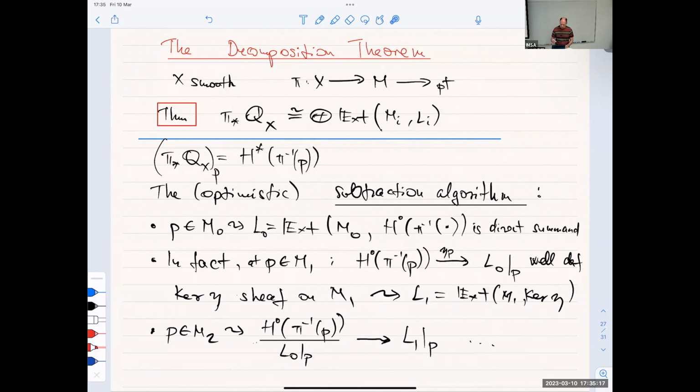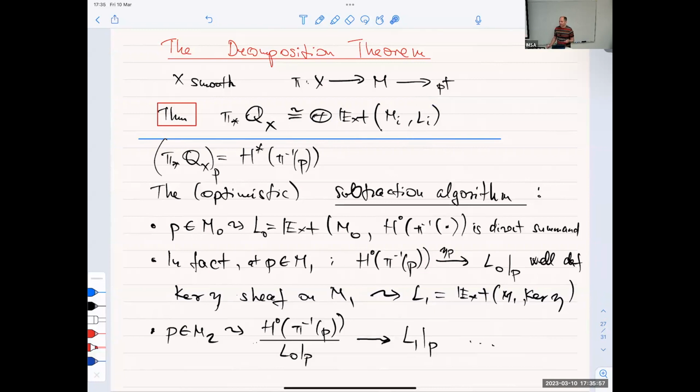So the idea is the following. You take a point, and M0, just remember these indices here are the codimension of the strata. What you do now is you look at this map X to M, and you push forward this thing to M. You look at this, and you want to represent it. Our purpose with the subtraction algorithm is to identify these summands, right? So that's what we'd like to do.